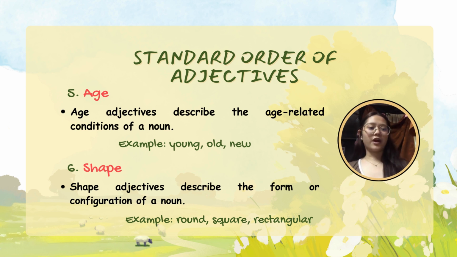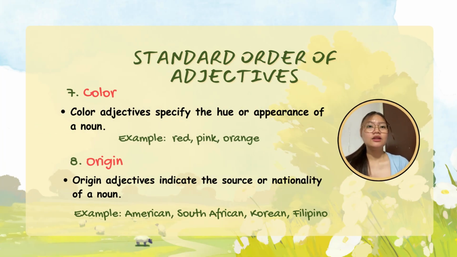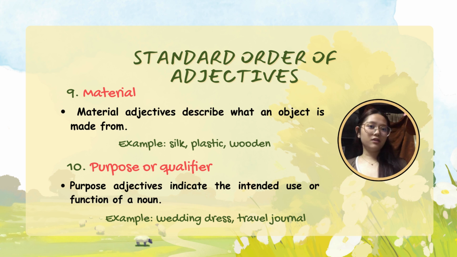Next, we describe the shape: round, square, or rectangular. Then comes color. For example, red, pink, or orange. After color, we sometimes mention the origin, where it comes from, such as American, South African, Korean, or Filipino. Then, what it's made of, or the material, like silk, plastic, or wooden. And finally, we might have the purpose, or what it's used for, like a wedding dress or a travel journal.